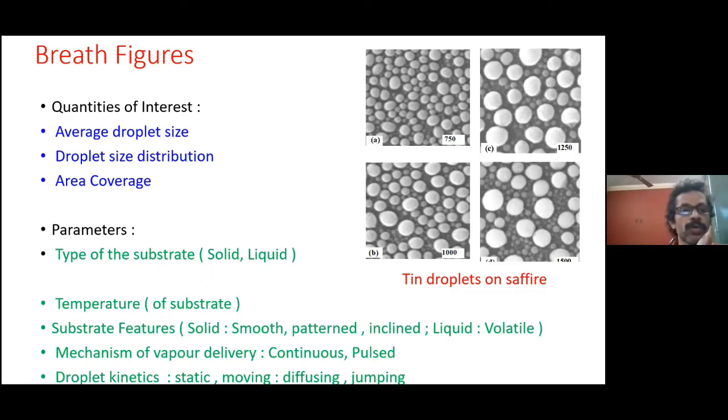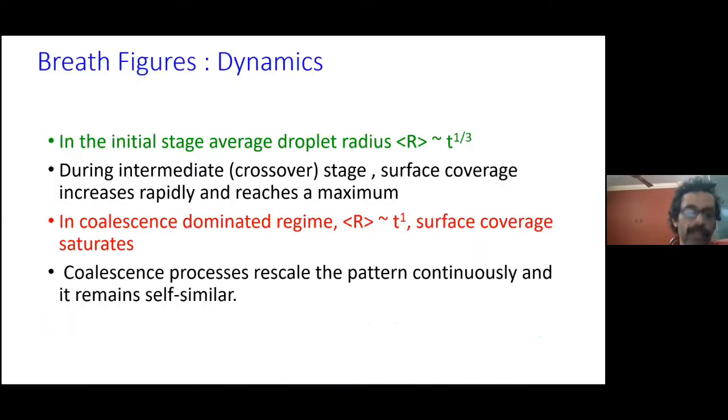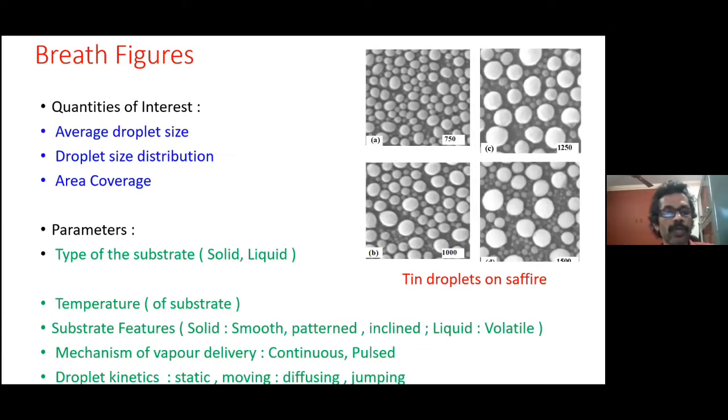Then area coverage goes on initially increasing, then reaches a maximum, and then saturates. Then there are a few parameters here: what type of substrate there is. It can be a solid substrate or a liquid substrate. Liquid substrates are quite interesting to study because the liquid surface is quite mobile. Then temperature, at what temperature this is happening. Then substrate features. If the substrate is solid, whether it is smooth, patterned, or inclined. In liquid, again, whether it is a normal liquid or a liquid surface. If the liquid is volatile, then the surface has very vigorous activity.